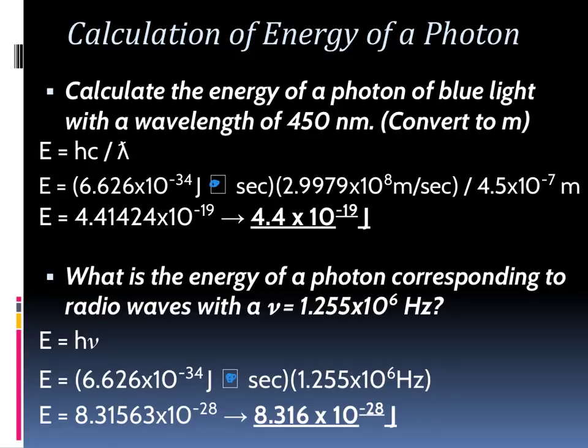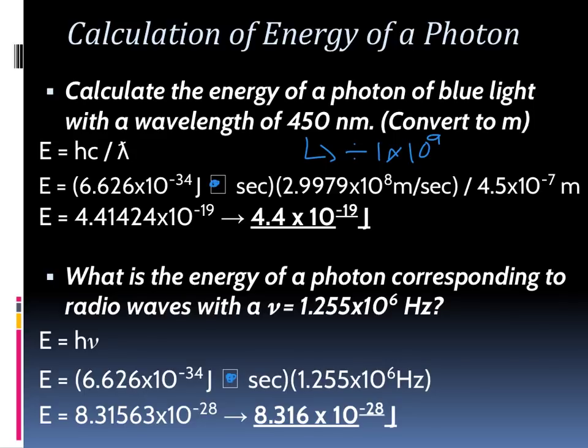Okay, so first question is asking us to calculate the energy of a photon of blue light with the wavelength of 450 nanometers. Of course, start by converting that to meters. So I'm going to, in this particular case, divide it by 1 times 10 to the 9th, which gives me 4.5 times 10 to the negative 7th meters. And in order to calculate this, I need to use Planck's constant times the speed of light divided by the wavelength, and that ultimately will give me 4.4 times 10 to the negative 19th joules. Joules is the unit of energy that we're going to be using, and that is the energy of that particular photon of light.